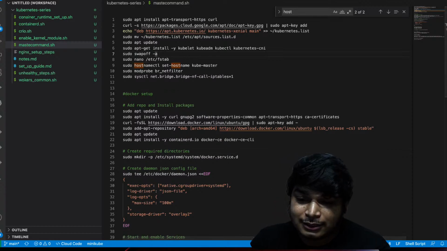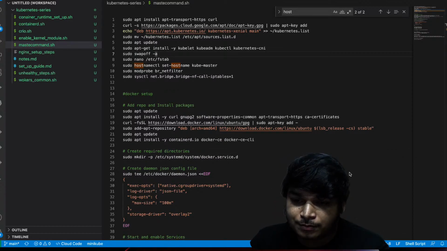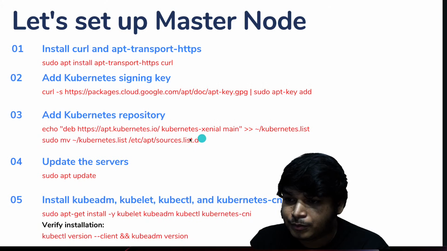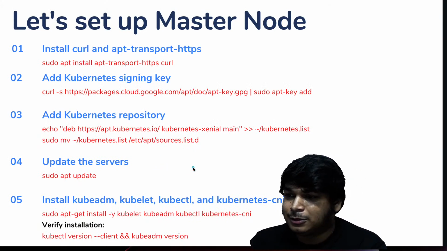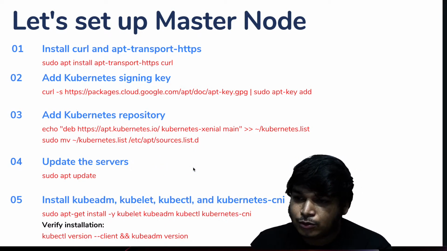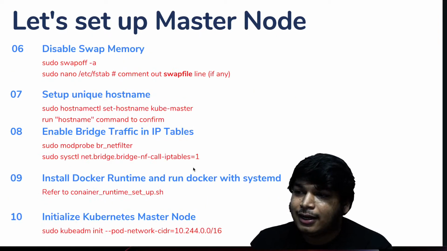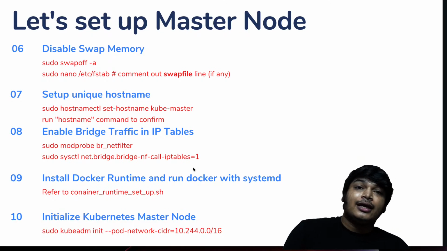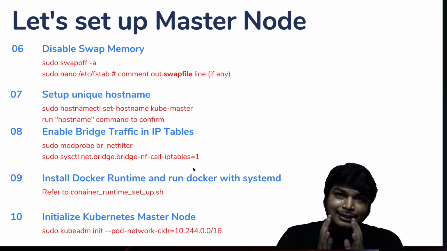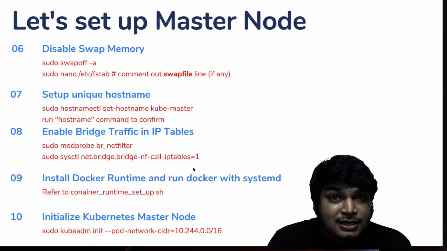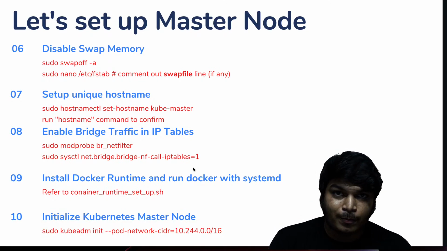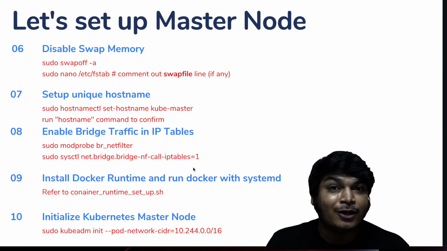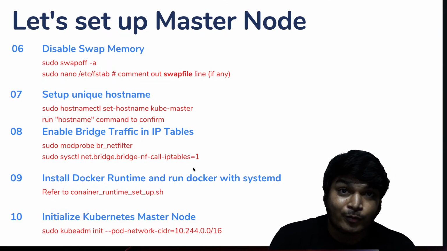Now the next step again. Let me go to the audience window. Now we are done with installing this part, right? Now the next thing we should do is disable the swap memory, then set up a unique hostname. One thing is that each node in a Kubernetes cluster must have a unique hostname, and it's a mandatory rule that we have to follow. Always remember that.